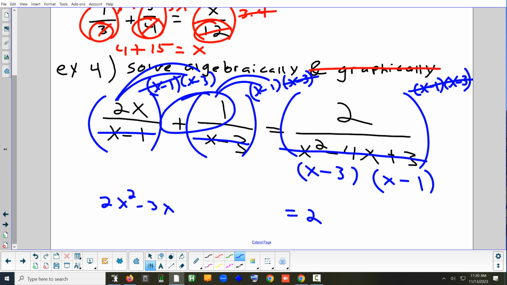minus 1. Shouldn't the first have been minus 6x? Did I copy it wrong? Thank you. Yeah, I did that wrong. So 2x squared, then minus 6x plus x minus 1. I'm just going to move the equals a little closer.